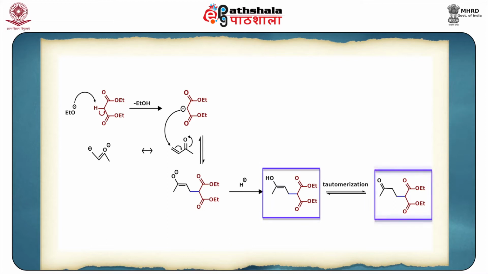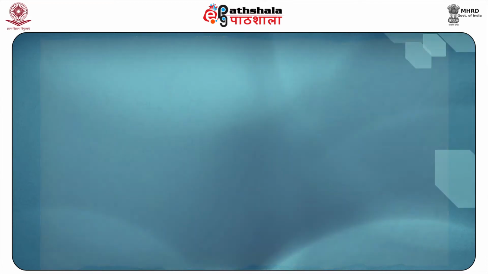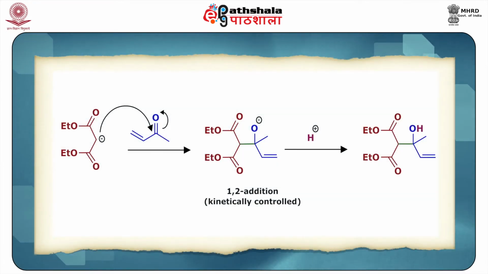Even though the presence of a protic solvent aids the proton transfer steps shown in the mechanism, protic solvents are not a necessary requirement for successful Michael addition reactions. The conjugate 1,4 addition product is thermodynamically controlled and takes place at relatively higher temperatures. On the other hand, a 1,2 addition is also possible, which is kinetically controlled and takes place at lower temperature, as you can see in this particular equation.